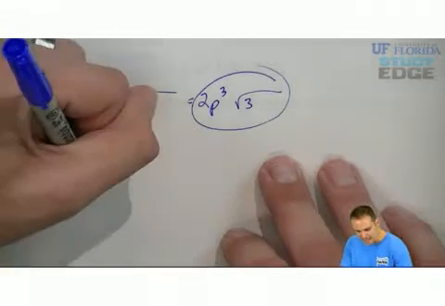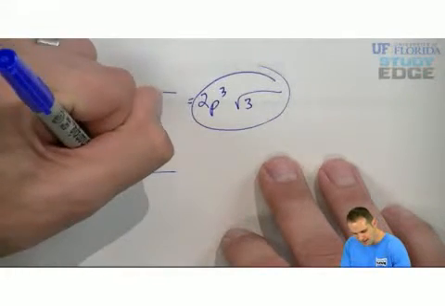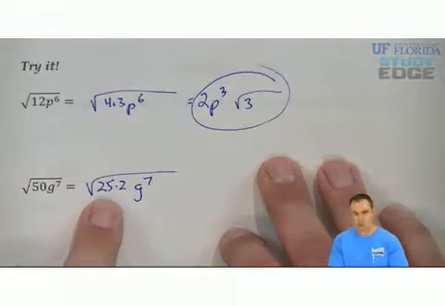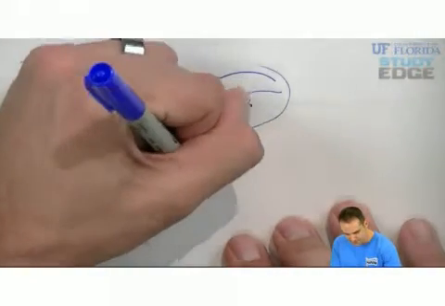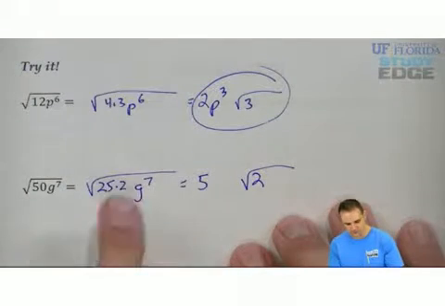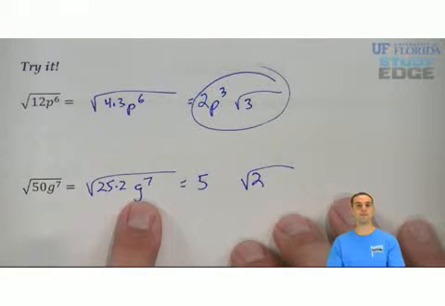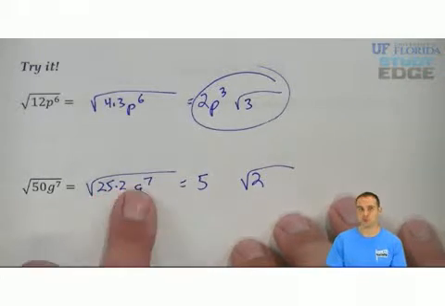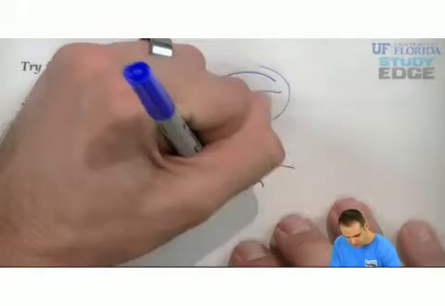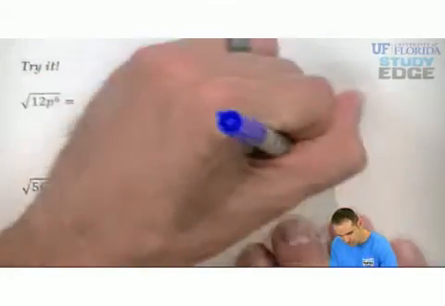50. We did that actually earlier. 50 is 25 times 2. 25 is a perfect square. The square root of 25 is 5 with a 2 left over. G to the 7th is 7 g's. How many pairs? 2 goes into 7 3 times with 1 left over.